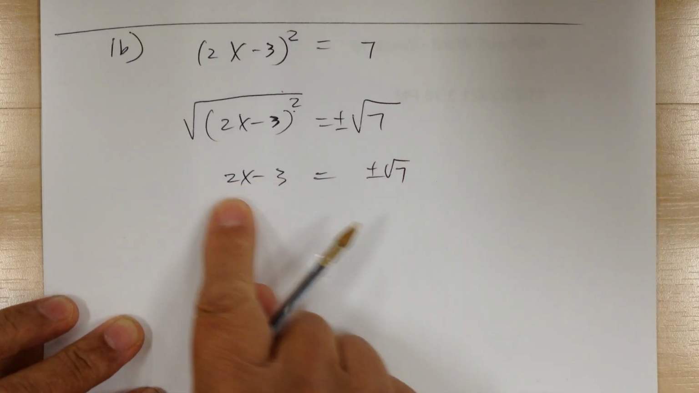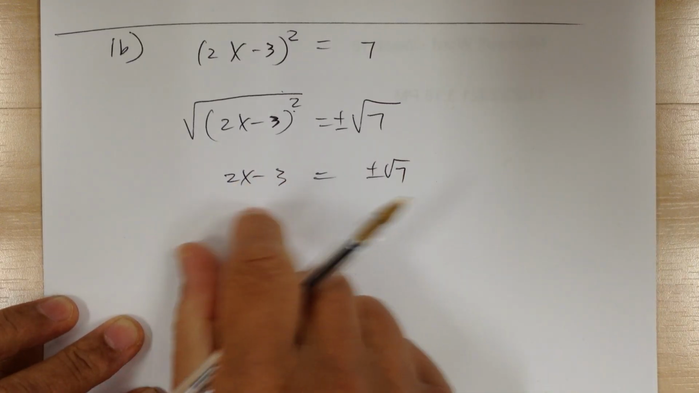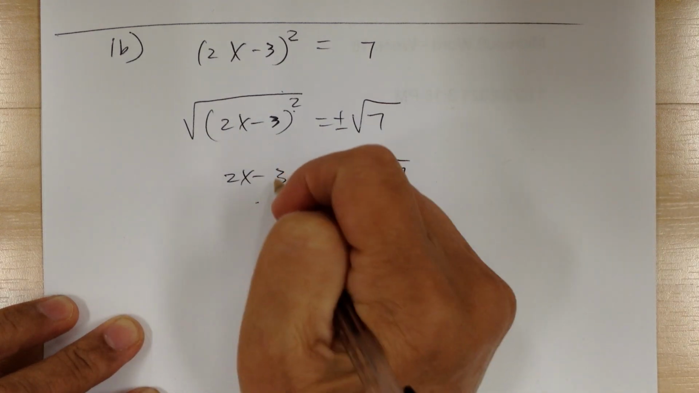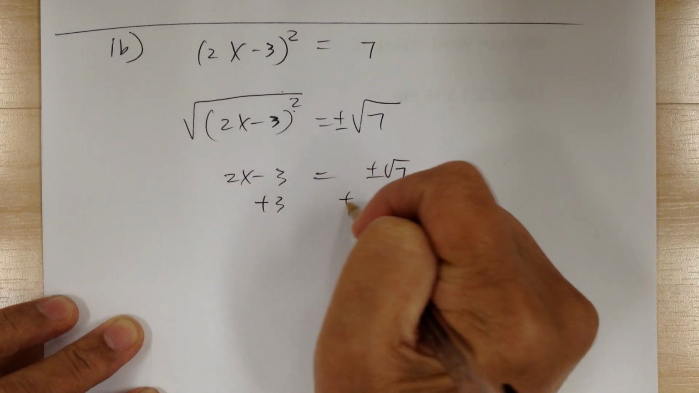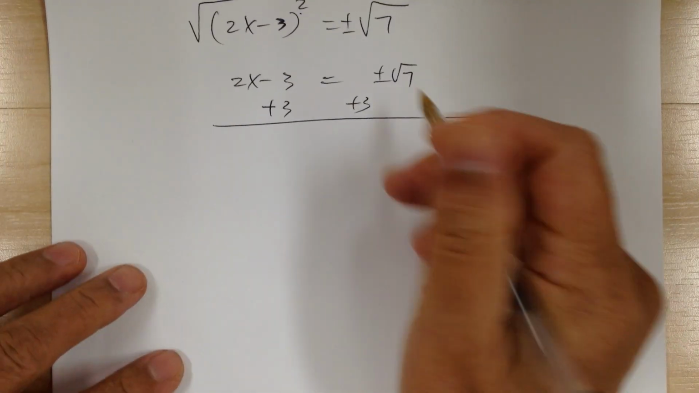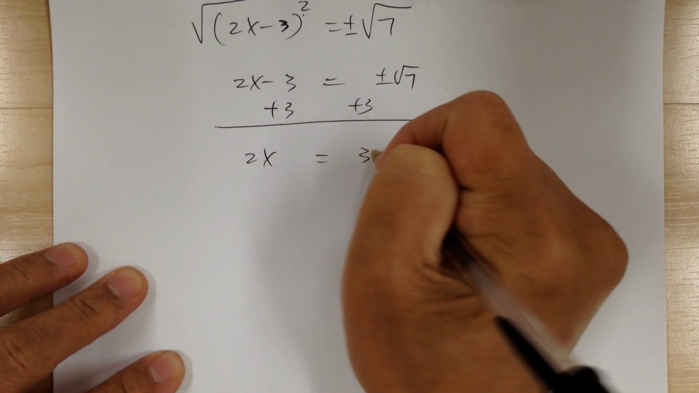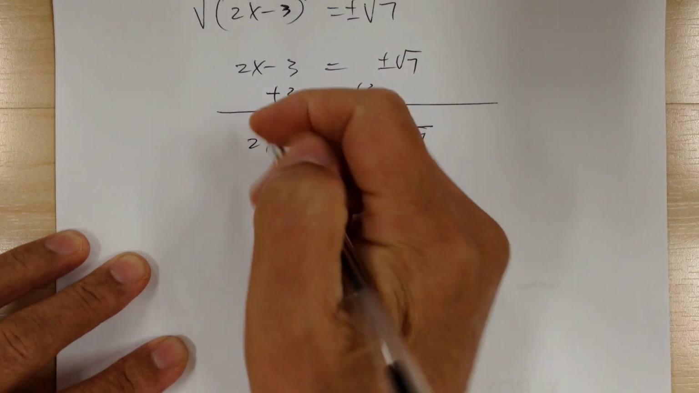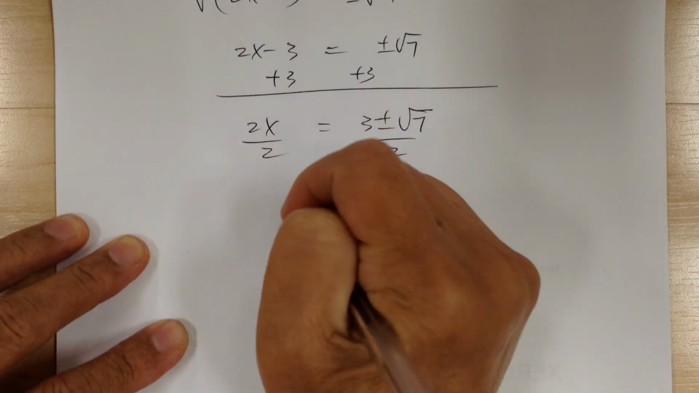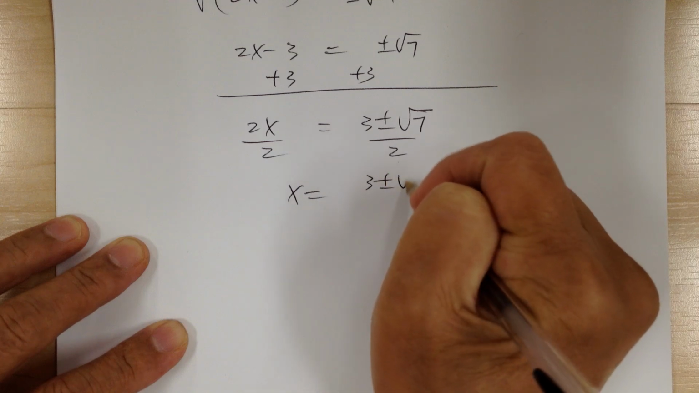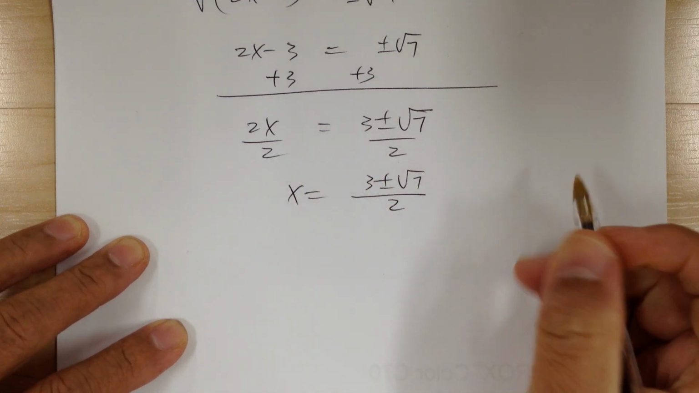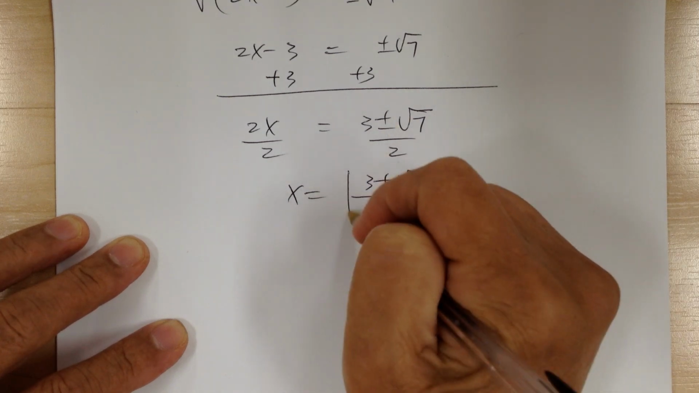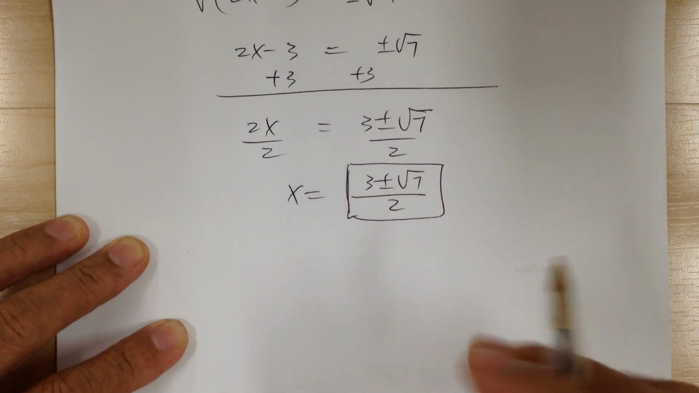Now I have to simplify this part. Again, I need to undo the parts that are farther away. Start from the farthest and work your way in. So I need to undo the minus 3, so I need to add 3 on both sides. So I've got 2x equal to 3 plus or minus square root of 7. Then after that, I need to divide by 2 on both sides. So I get x equal to (3 plus or minus square root of 7) over 2. Again, these are different kinds of numbers, so you cannot simplify, so just leave it like that, and that's it.